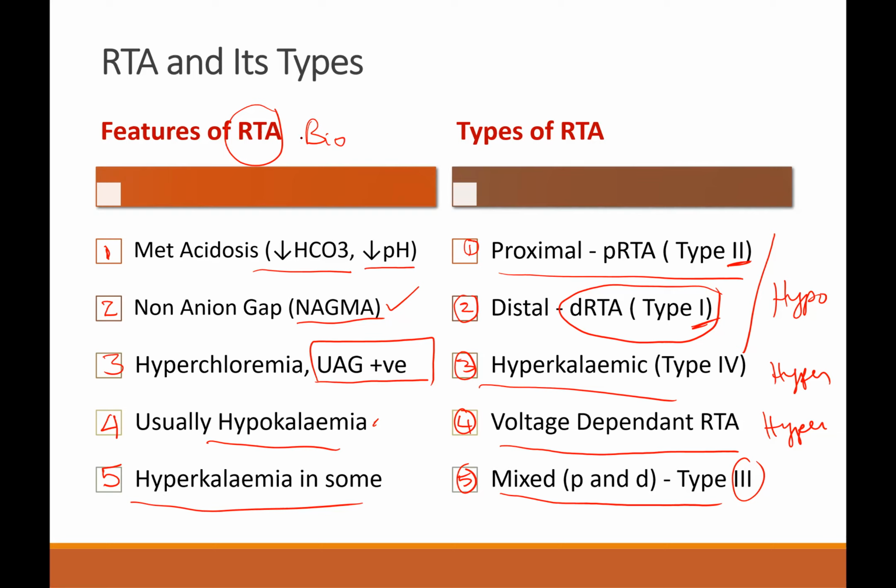This non-anion gap metabolic acidosis, NAGMA, is of two types: one from the kidney, the other from the gut. In order to distinguish the gut causes like diarrhea, ureterosigmoidostomy, pancreatic fistula, biliary fistula from the renal one, we require a urine anion gap, which will be positive in the renal case. In the gut causes and ureterosigmoidostomy, it will be negative.